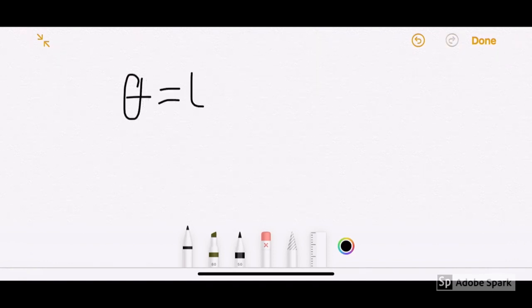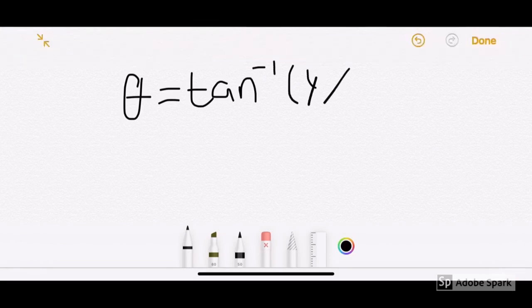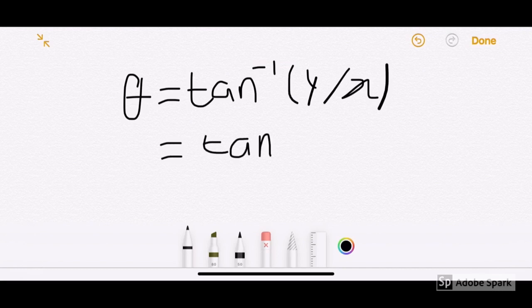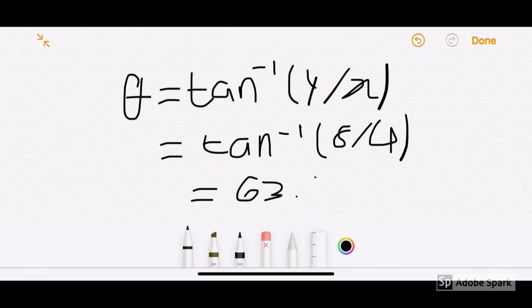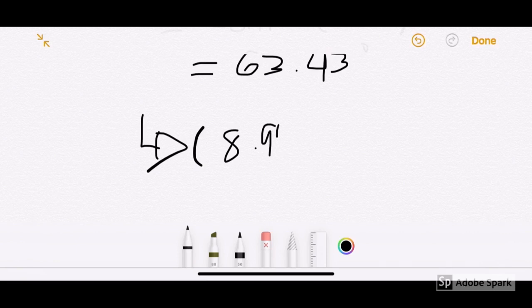Now we're going to use the other conversion formula, that is theta equals inverse tan of y over x. So our y is 8 and our x is 4. So it becomes inverse tan of 8 over 4. Use your calculator to find the answer, and that is 63.43 degrees. So therefore, the missile is located at the polar coordinates of (8.94, 63.43°).